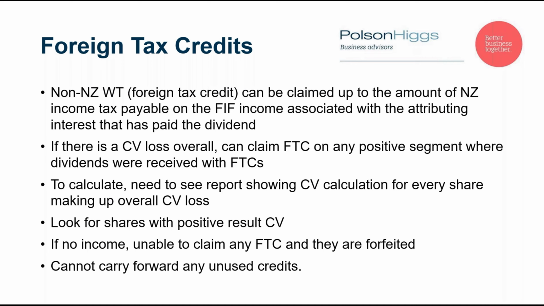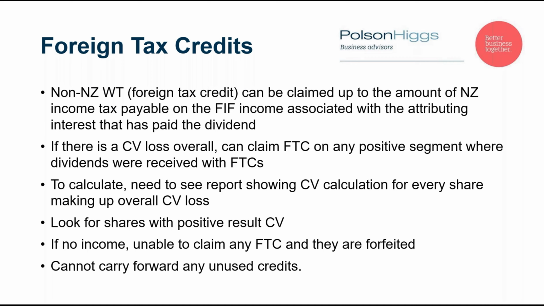If I've got an overall CV loss, I can still sometimes claim a credit for foreign tax credits. So in answer to Sonia's question, for a FIF, I calculate my tax credit on a line-by-line basis. So each FIF is a separate line. So I might have a CV gain on one piece of income and a CV loss on another. If I have foreign tax credits attached to the gain, the income part of the CV, I can claim my foreign tax credit against that, so long as overall I still have tax to pay.